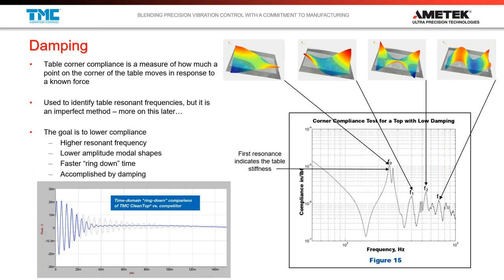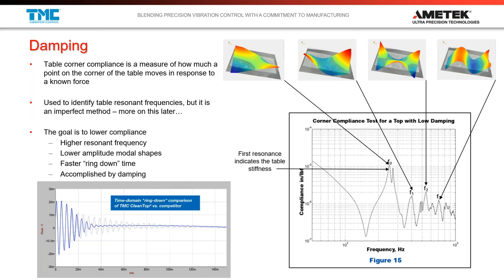When we talk about damping, we have a few different figures of merit to describe it, and it's my second bullet on this slide. But I want to emphasize that there's no perfect figure of merit for measuring optical table performance. They all have a lot of assumptions, so you can look at them as a way to get a good idea and compare relative performance, but actual performance of an optical table can't really be measured by extracting information from compliance information. Compliance is a measure of how much a point on a corner of the table moves in response to a known force.